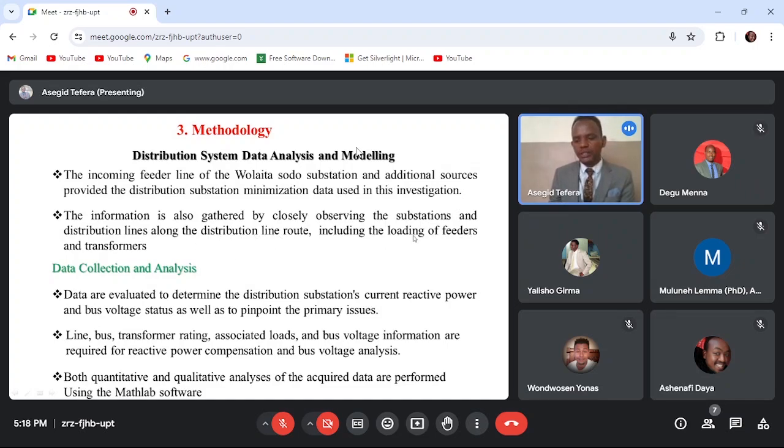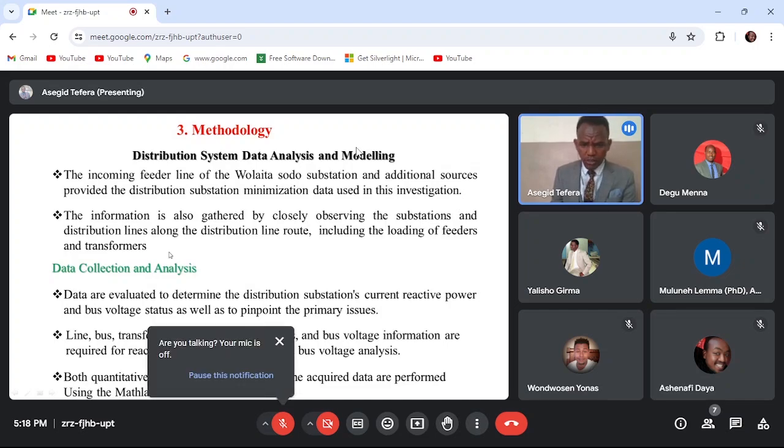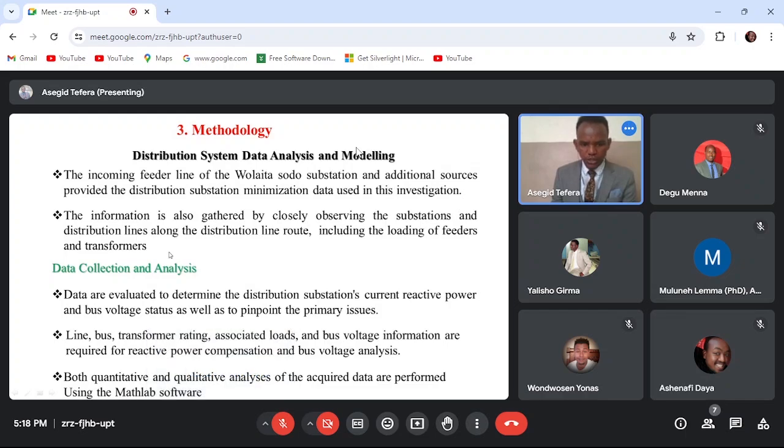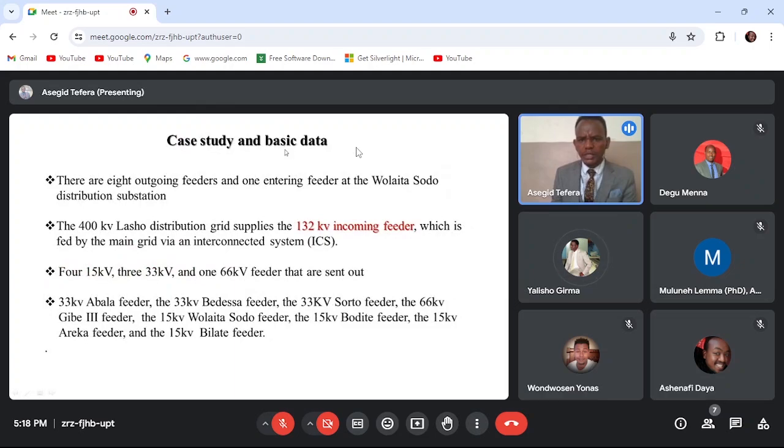The load of the feeder and the transformer can be detailed as required for data collection and analysis. Data are evaluated to determine the distribution substation current, reactive power, and bus voltage status, as well as to pinpoint the primary issues. Also, line data, bus data, transformer rating, loads, and bus voltage information are required for reactive power compensation and bus voltage analysis. Both quantitative and qualitative analysis of the accurate data are performed using a number of software tools. So, the case study and the basic data.